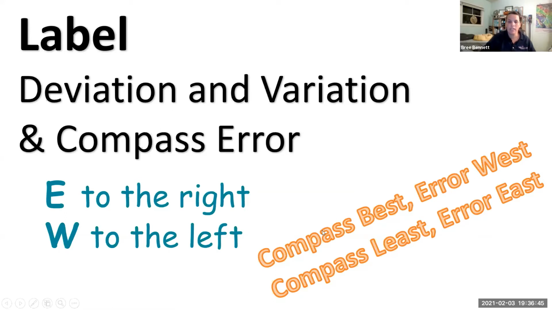Another way to remember this, we're going with our memory aids here. Compass best, error west. Compass least, error east. So is my value better than true or less than true? Best, less, least. So if our compass value is more than true, our error is west. If it's less than true, our error is east.